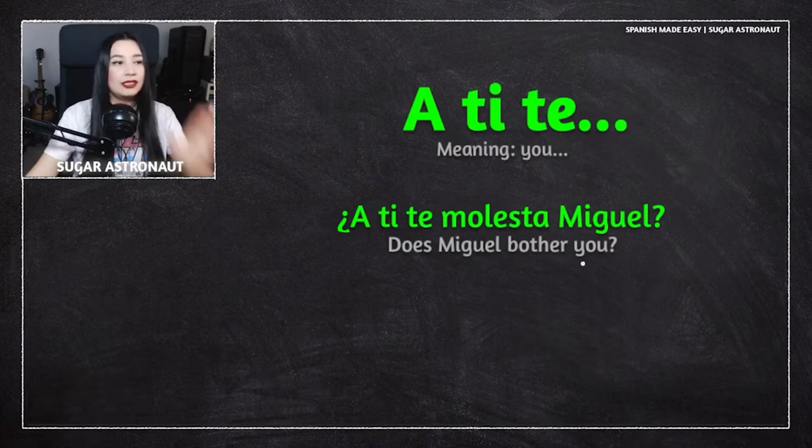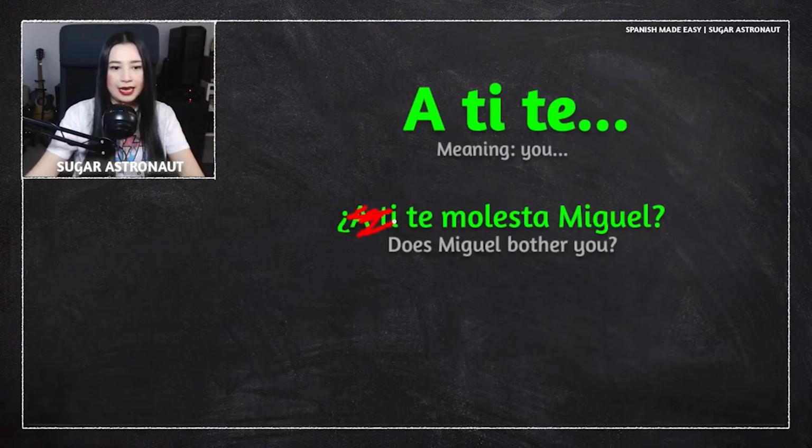Now, just as I said when using a mí me, you can also not say this part. A ti. You can leave it out if you want. You can say te molesta Miguel. Te molesta Miguel. This one is essential, okay? You need to have it. But a ti is optional. You can have it or not. It's up to you.